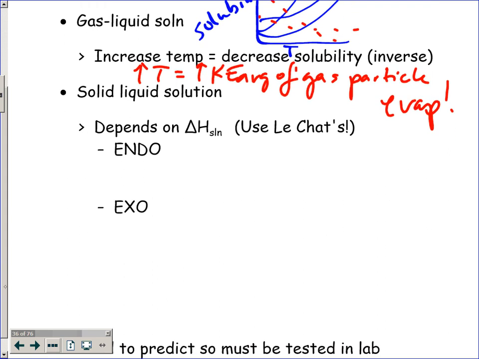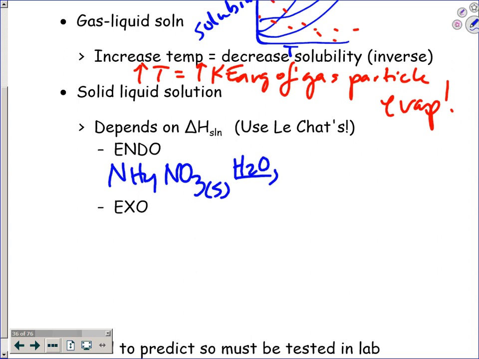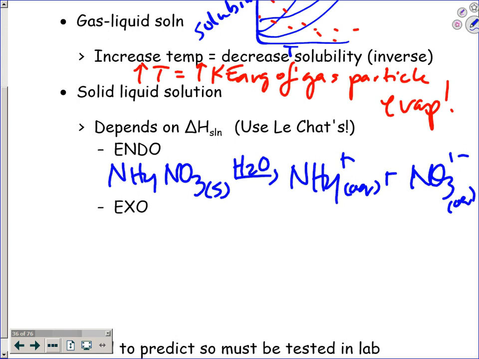Now, we do have a solid-liquid solution that's going to be dependent upon whether it's an endothermic process or an exothermic process if it will change solubility, high or low. So let's write down an example here for an endothermic reaction. What's a good endothermic solution process? The one you have to remember: ammonium nitrate. Solid ammonium nitrate, in aqueous solution, will break into what? NH4 plus and nitrate. Okay? So this is our case. This is an endothermic process.